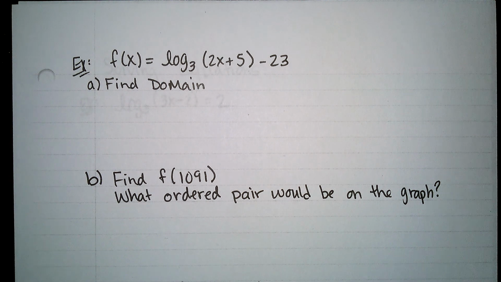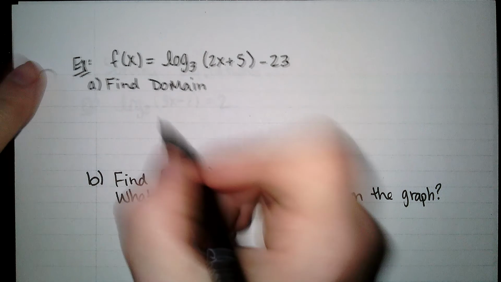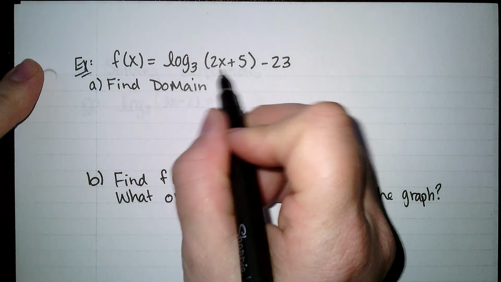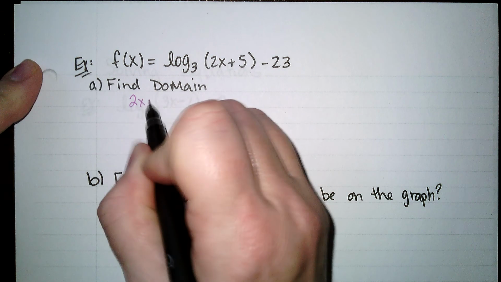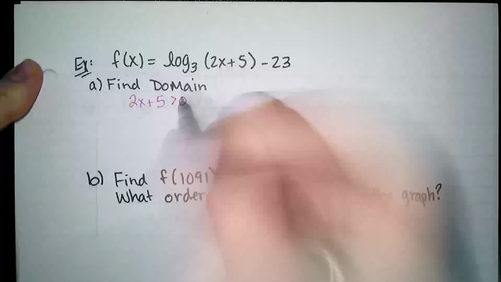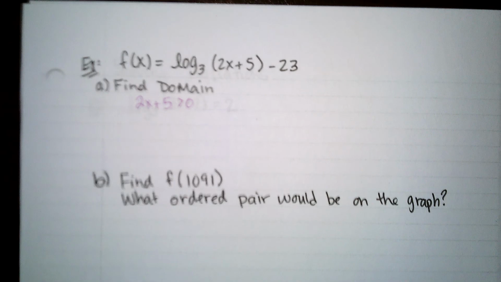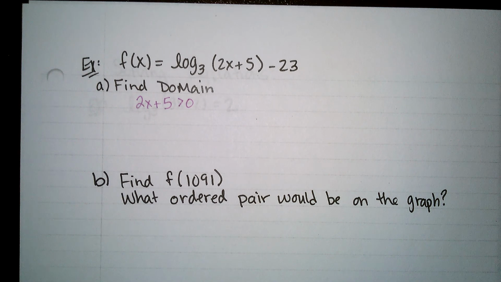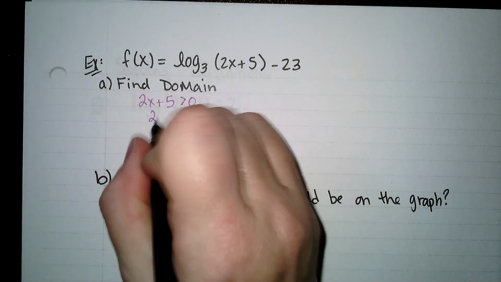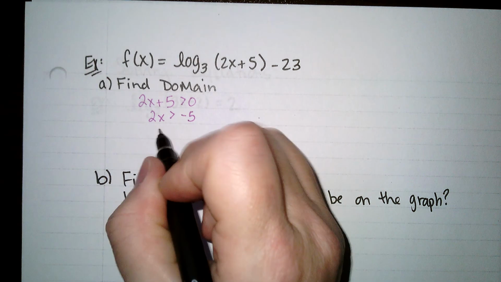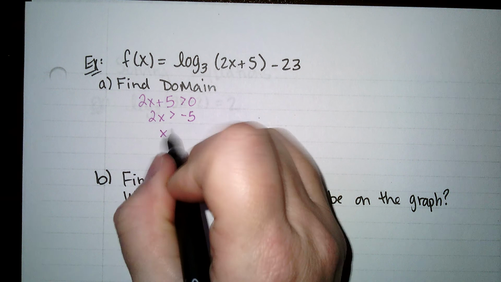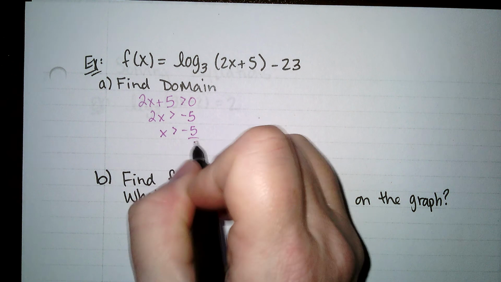And remember with logarithms, to find the domain, we take the argument and set it greater than 0. The argument is what we're taking the log of, so that would be the 2x plus 5. Set that greater than 0, and solve that by, of course, subtracting 5 from both sides. So 2x is greater than negative 5. Divide both sides by 2. So x would be greater than negative 5 halves.